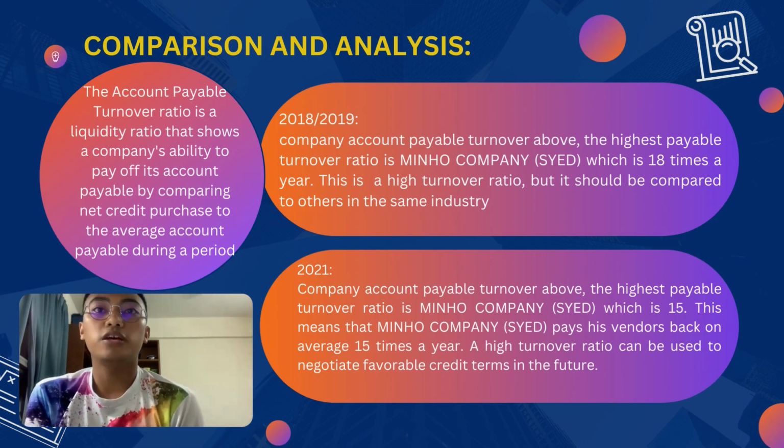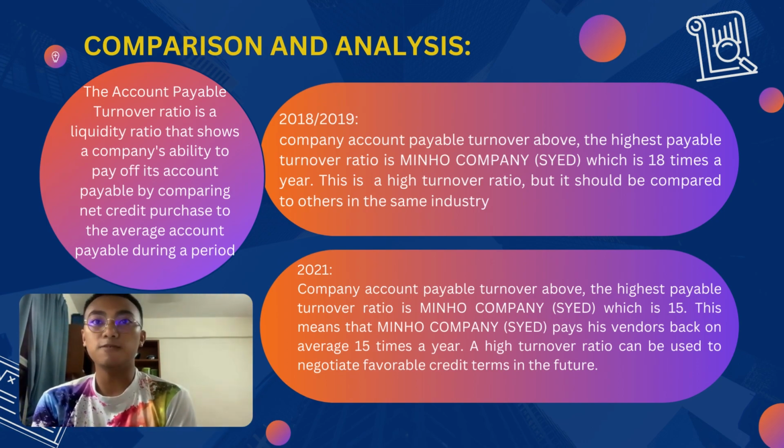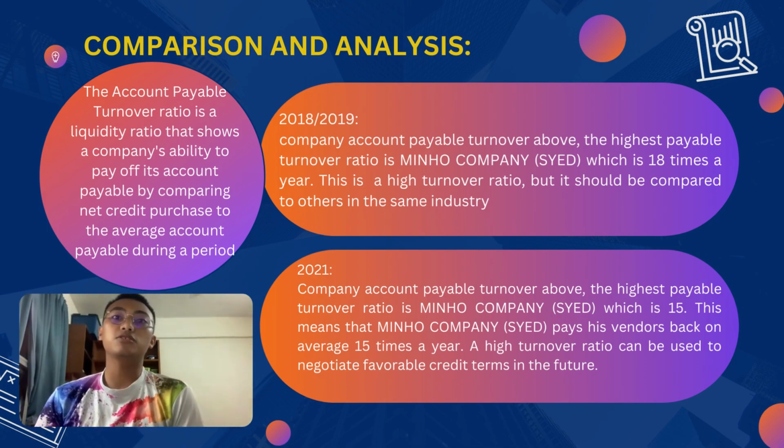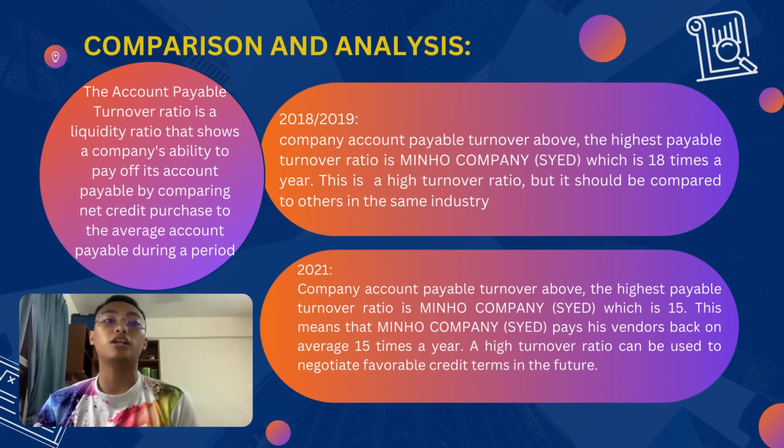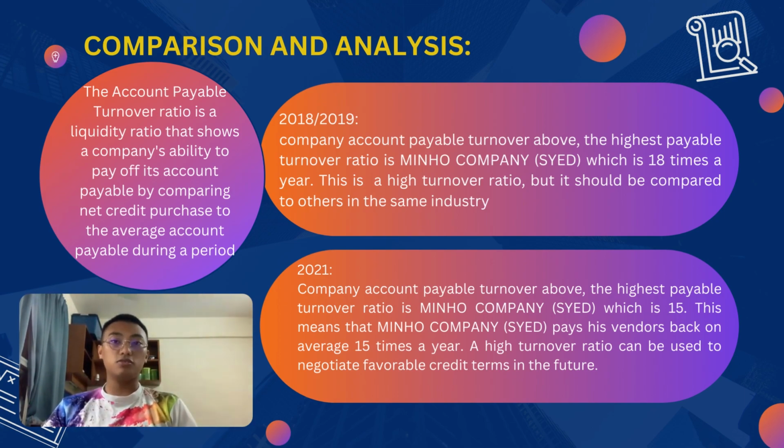So, in the average of 2018 and 2019, the company account payable turnover is shown above. The highest payable turnover ratio is Minho company, which is 18 times a year. This is a high turnover ratio, but it should be compared to other companies in the same industry.